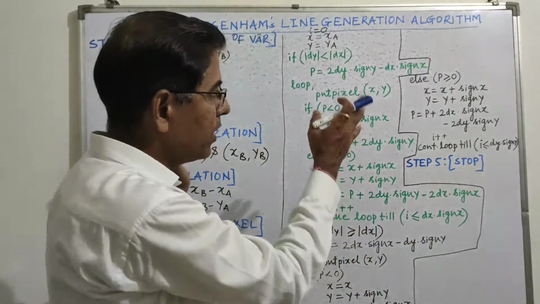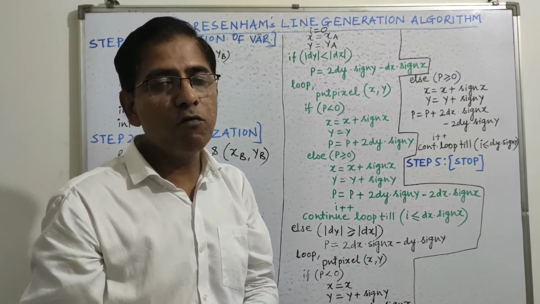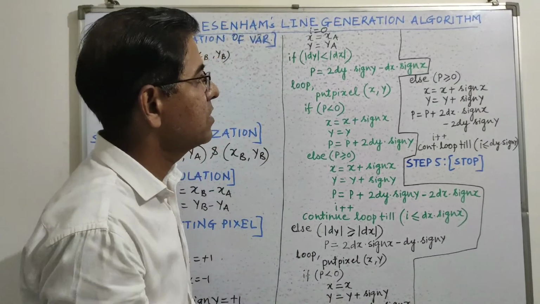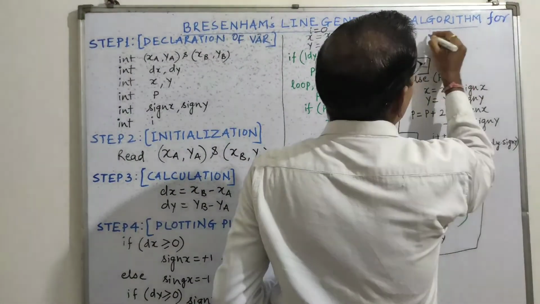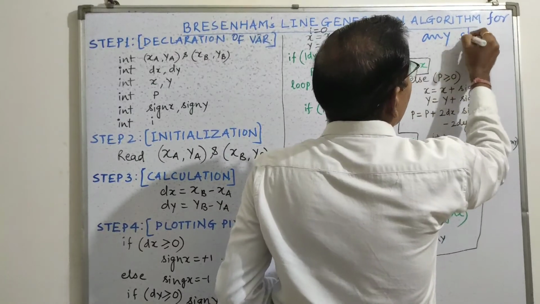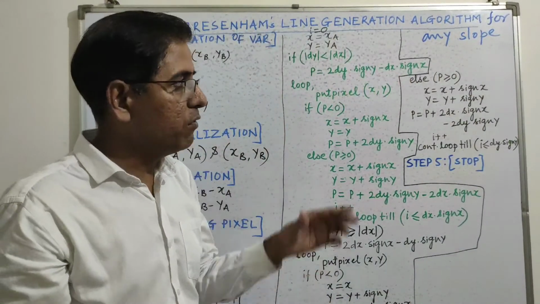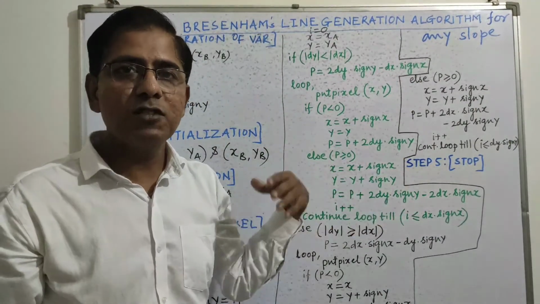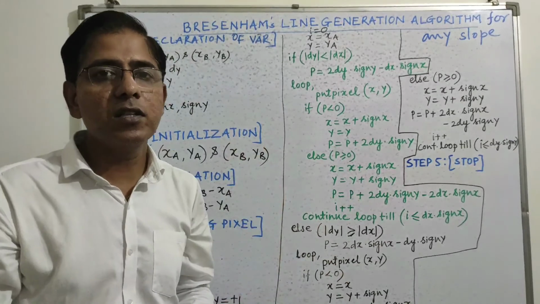Okay, so hope you understand Bresenham's line generation algorithm for any slope. This algorithm is for any slope. So it will work for slope greater than 1 as well as for slope less than 1. So hope you understand Bresenham's line generation algorithm.